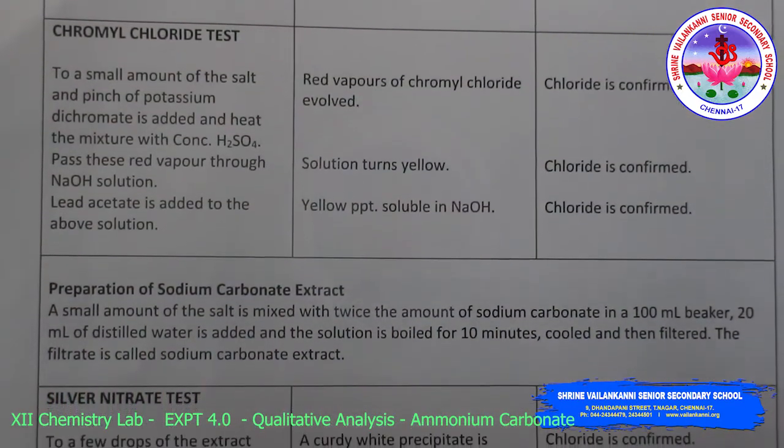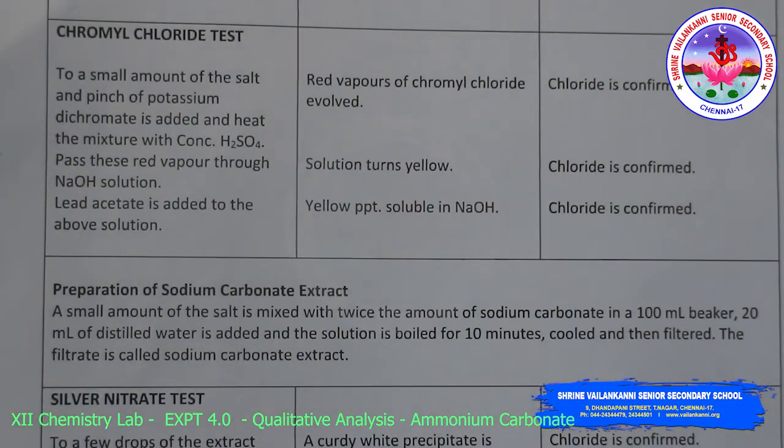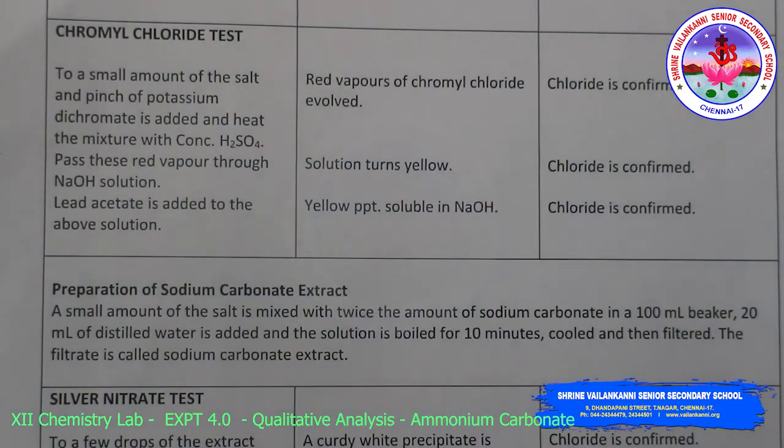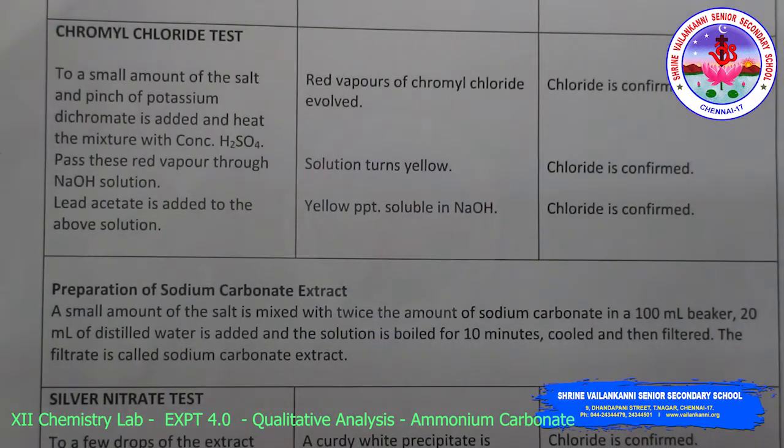Take a small amount of substance, add a pinch of potassium dichromate and heat with concentrated sulfuric acid. Pass the red vapors through sodium hydroxide solution. The red vapors of chromyl chloride confirm the chloride, and the solution turns yellow. Again, lead acetate is added to the solution, and a yellow precipitate is obtained that is soluble in sodium hydroxide. Chloride is confirmed. So this is the confirmation test for chloride.